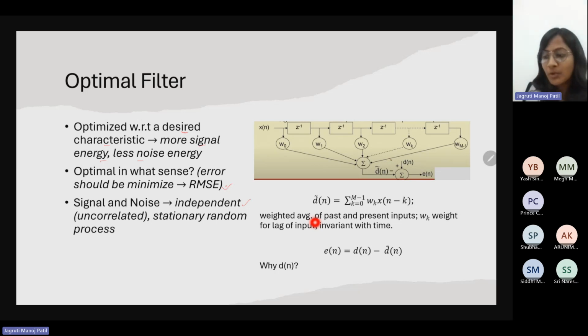So can some of you unmute yourself and say, if I have this signal, say S of t, and noise, n of t, and both are uncorrelated, what would be the expectation of both of them? Zero. Yes.